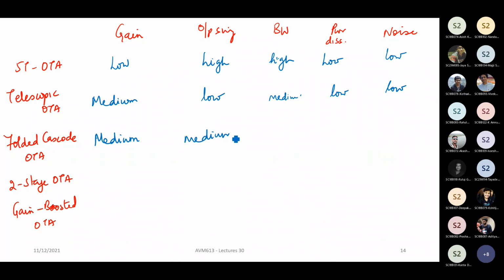Let's call it medium. Bandwidth, again, we can say it is medium. Power dissipation is high, or if not high, at least we can say it is medium, because you have two current sources here. You have some power going through the stack as well as a tail current source. So it's going to be higher than your telescopic OTA, and the noise is also going to be a little higher than the other one.